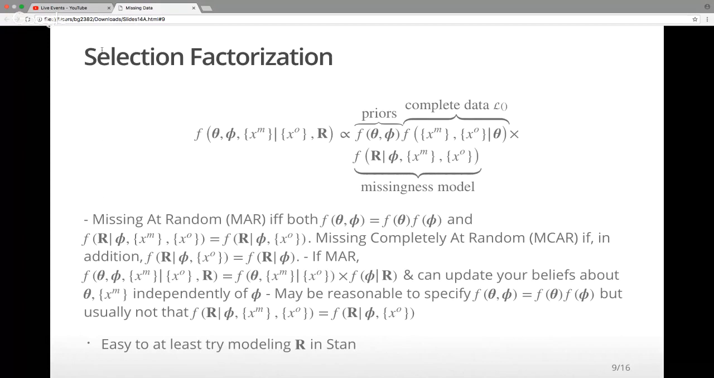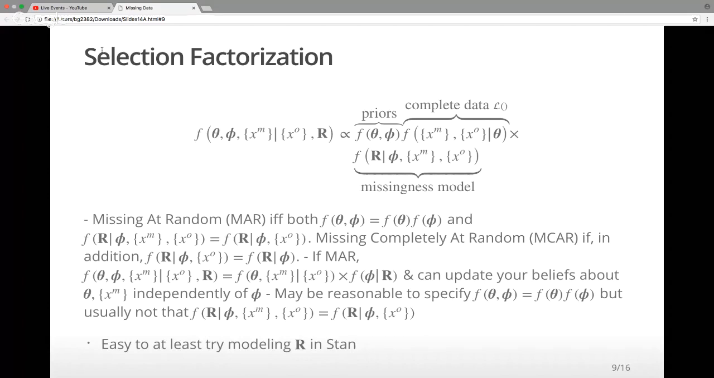thing where XM doesn't matter in the missingness model, and then missing completely at random is a more extreme assumption where R doesn't even depend on the observed values of X, it just depends on phi. You can think of missing completely at random as flipping a biased coin as to whether the thing is observed or not. The coin doesn't have to be 0.5 probability of heads and tails. You can estimate what the probability is, so to speak.